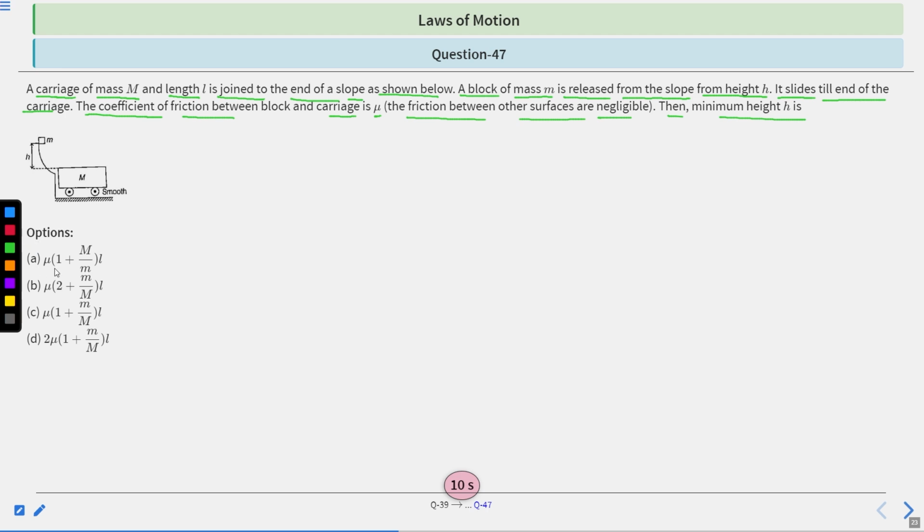The given options are this. Which option is correct? Read the question carefully and solve. You have 10 seconds to solve this question. After 10 seconds, we will provide a solution.